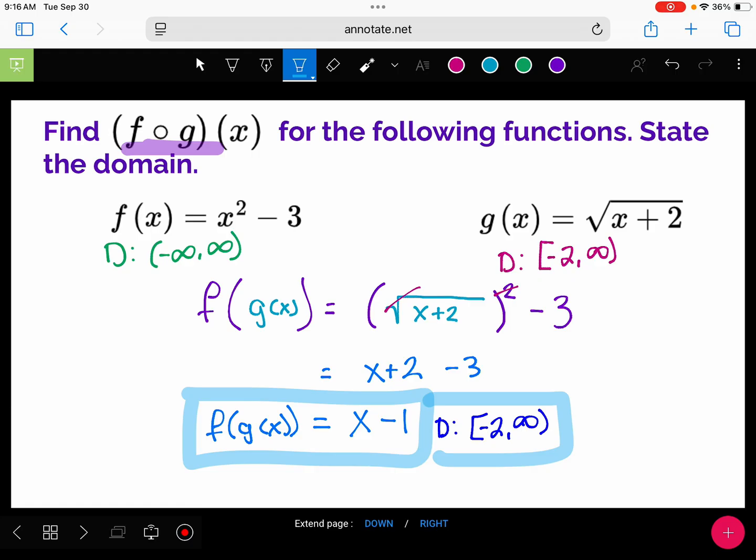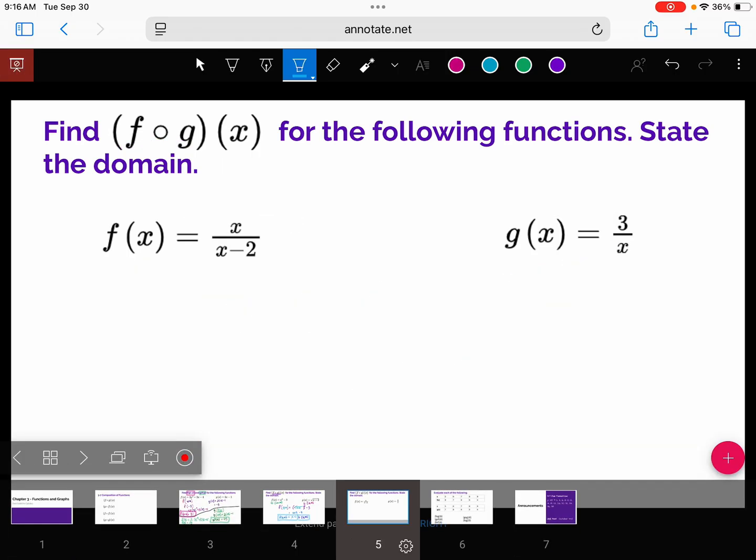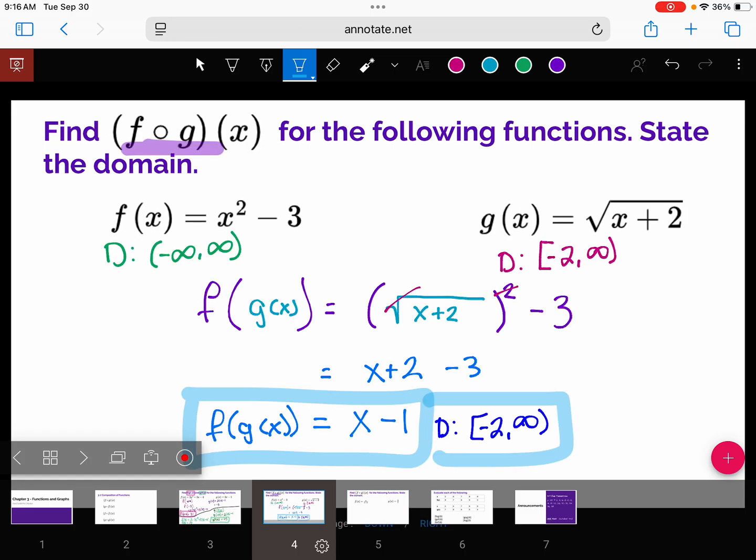Questions on this one? What about the negative? Oh, well, because, okay. I was going to say, we're going to try another one.